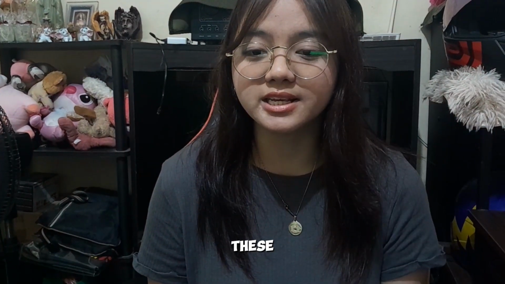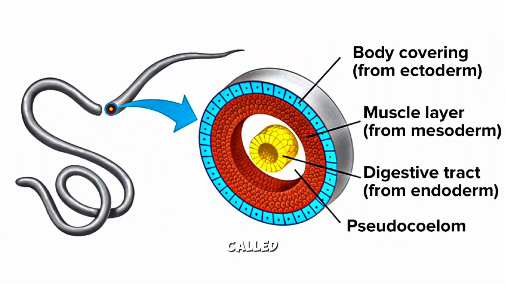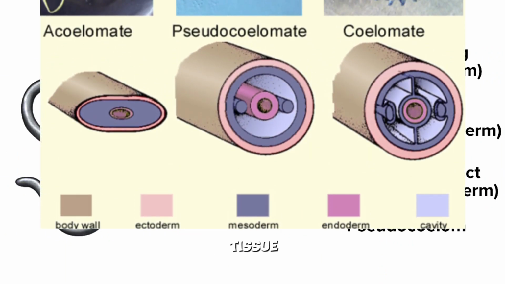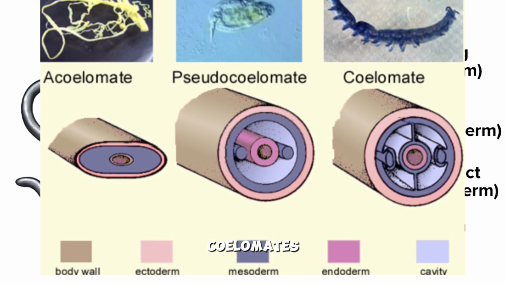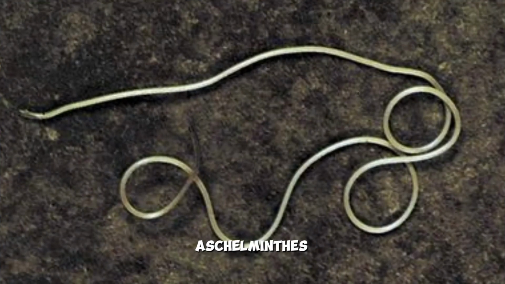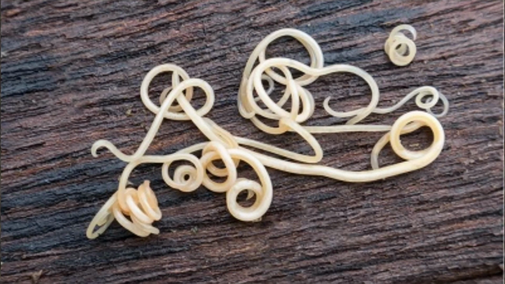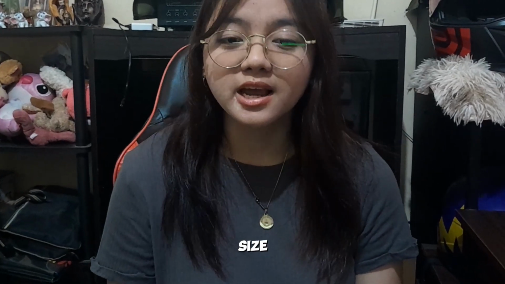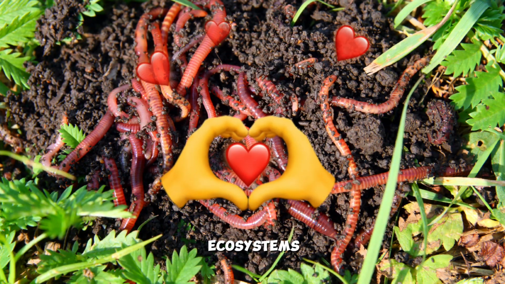It means these animals have a body cavity called a pseudocoelom, but it's not completely lined with mesoderm tissue like in true coelomates. Instead, the body cavity is only partially lined with mesoderm, leaving some organs floating in a fluid-filled space. Aschelminthes include various tiny animals like roundworms, threadworms, and rotifers. Despite their small size, they play important roles in ecosystems.